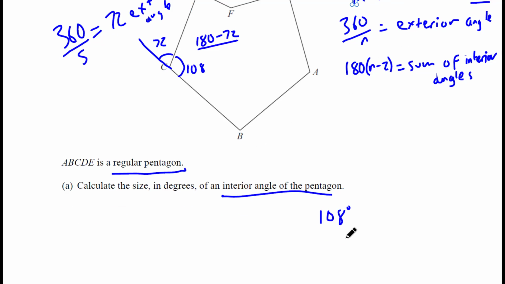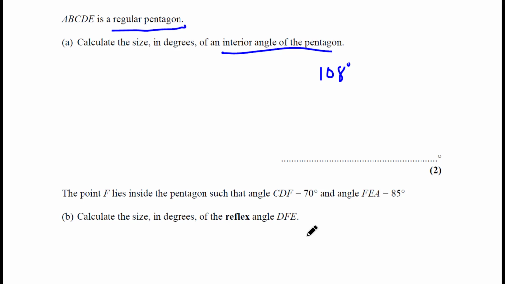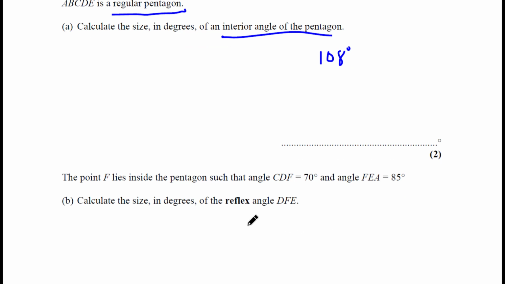Now let's see what part B is. Calculate the size in degrees of the reflex angle DFE. CDF equals 70, FEA equals 85. So let's go back to the diagram and put that information in.